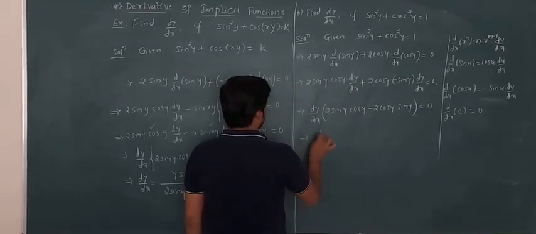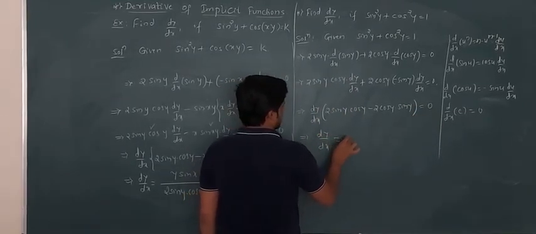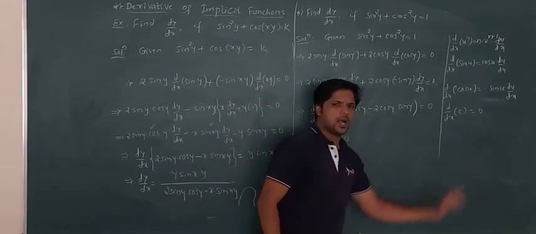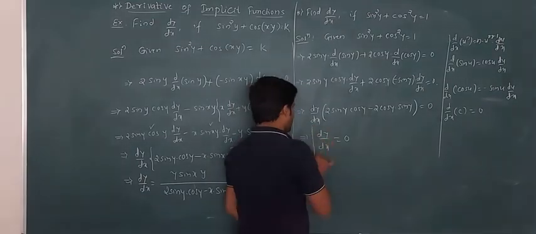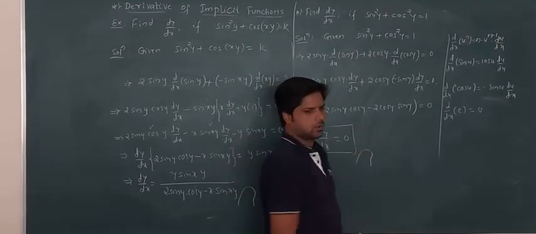So this implies dy by dx is equal to 0. Transferring this to the RHS, it will come to the denominator. So 0 by anything is 0, which is our required solution. Note it down.